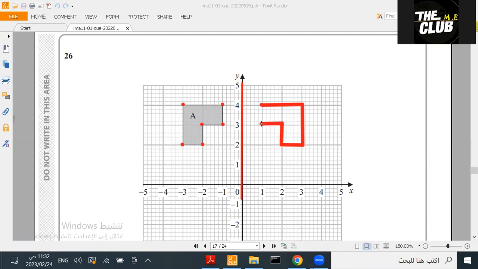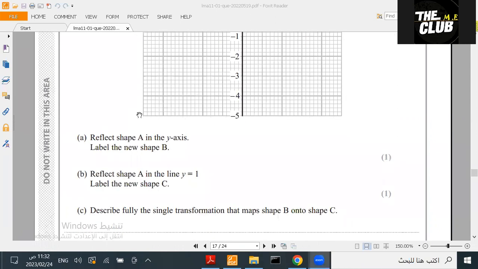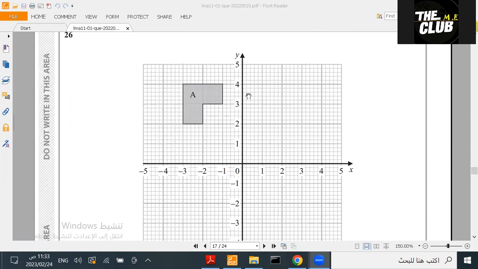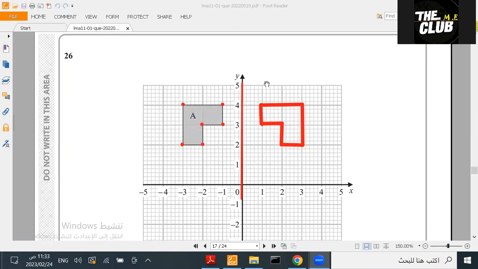Now let's move on to the next one. هيك قدرنا reflection للشيب في الواي axis. Now let's move on to the next one. Question B. Reflect shape A in the line y equals 1. Don't forget to label the shape, by the way. You're labeling the shape B.